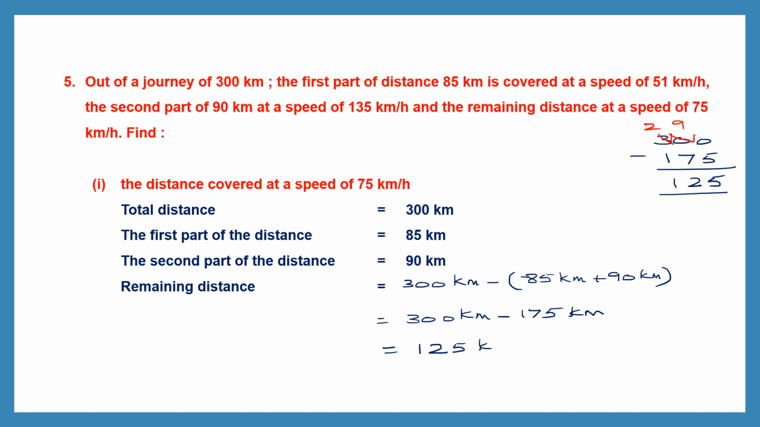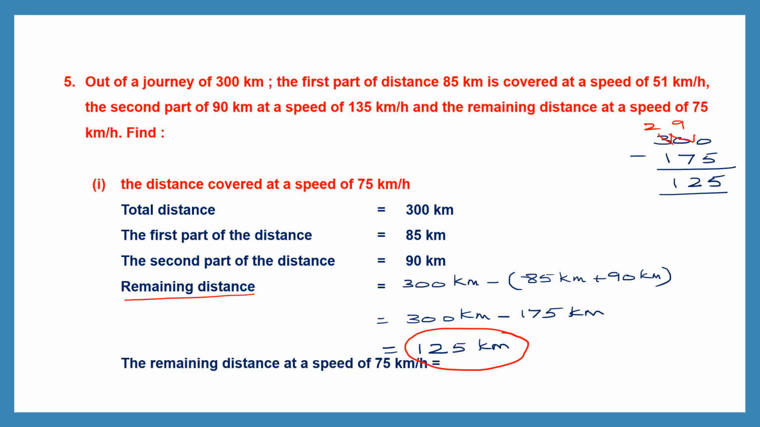125 kilometers. So what have we found? We have found the remaining distance to be 125 kilometers. So that was a simple one. We didn't have to use any formula. We just had to think and do. Now we have to go on to the second part of the question. So let's see what the second part is.